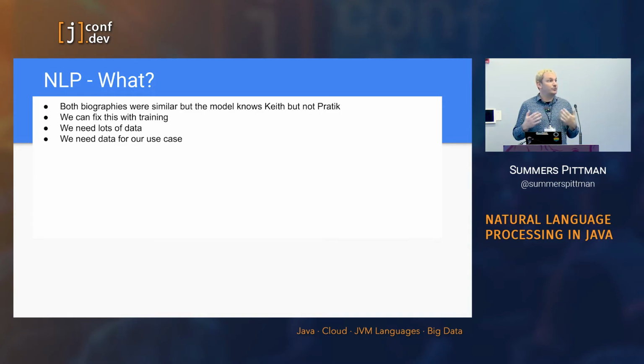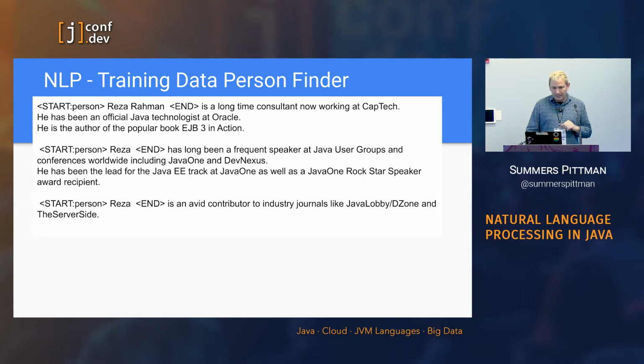Fortunately, like I said, we have all of the data from DevNexus going back to 2006, I think. So this is what training looks like. You use tags that are this start and then the entity name, in our case a person. You surround a person's name with it, and then you just do this for each sentence. Where there's a person in there, you tag it, and when there's not a person, you don't. And you do this thousands and thousands and thousands of times.